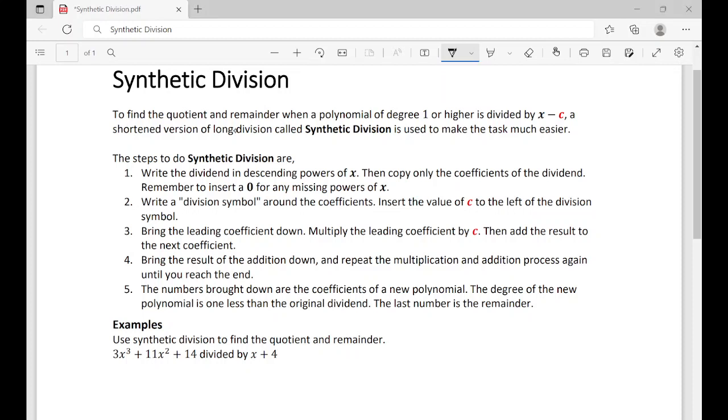To find the quotient and remainder when a polynomial of degree 1 or higher is divided by x minus c, a shortened version of long division called synthetic division is used to make the task much easier. So these are the steps to do synthetic division.